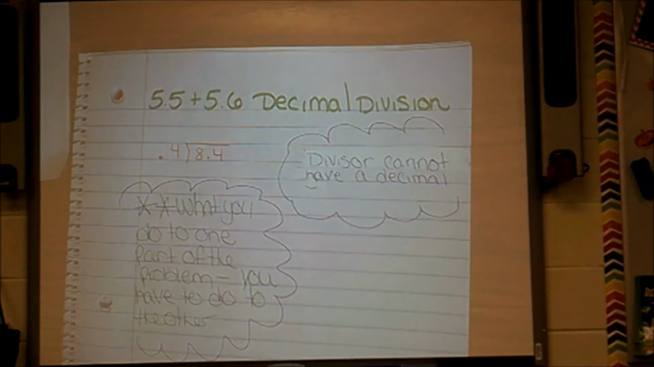As the notes say, I cannot have a decimal in my divisor. So we're going to have to do some work because I see in that first problem I have a decimal in that divisor, so we're going to have to do something about that. And the second note says that what you do to one part of the problem, you have to do to the other part of the problem. So if I'm going to do something to that divisor in order to get rid of that decimal, then I'm going to have to do the exact same process to my dividend inside of my cave, to match it, to mimic it. That's really important.